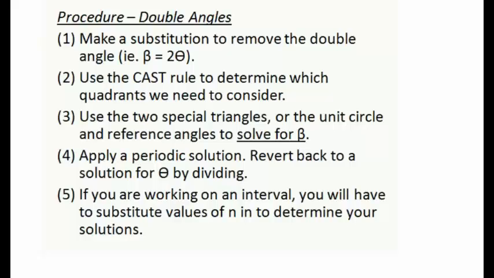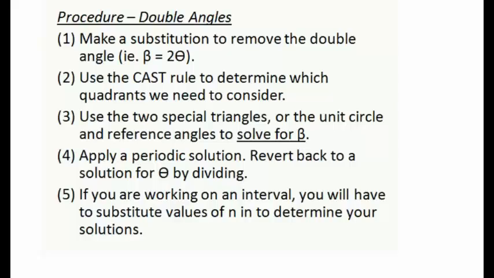The general procedure to deal with these kinds of trig equations is to make a substitution to remove the double or multiple angle. So for example, if we have a double angle, we might want to make the substitution beta is equal to 2 theta. Then we're going to have a trig function that doesn't have a double angle anymore. We can solve for this reference angle using the CAST rule and solve for beta the way we normally would based on our last two lessons.